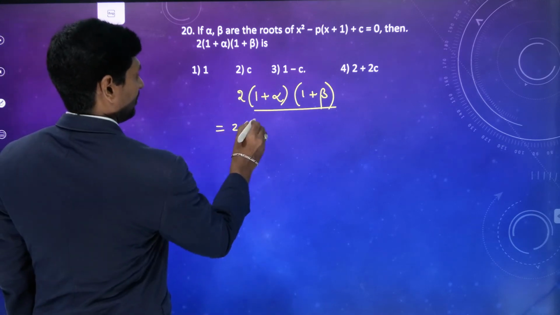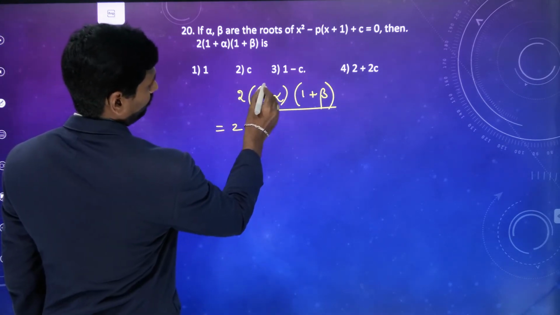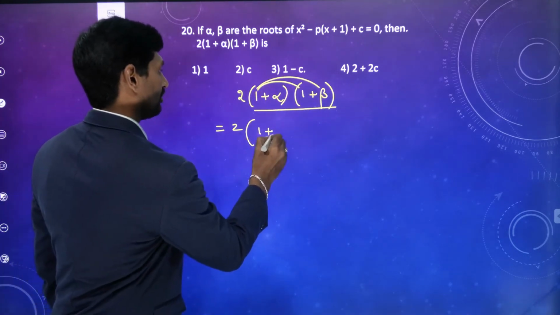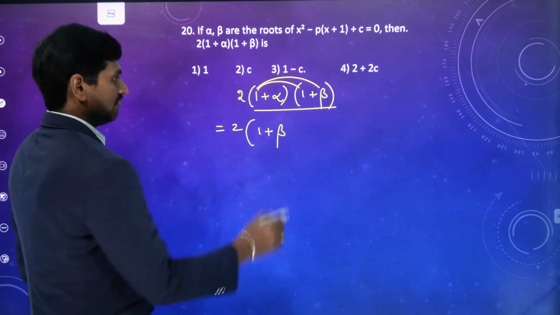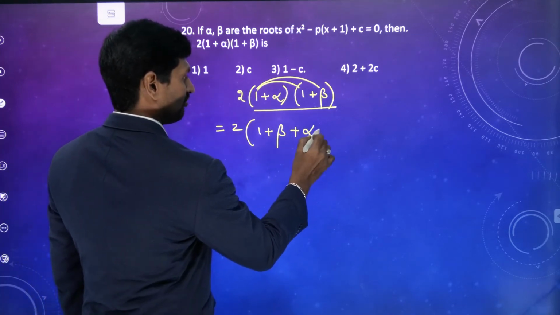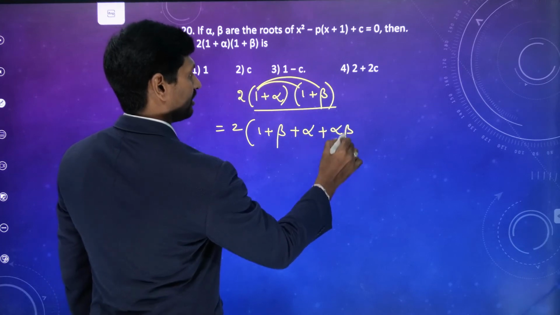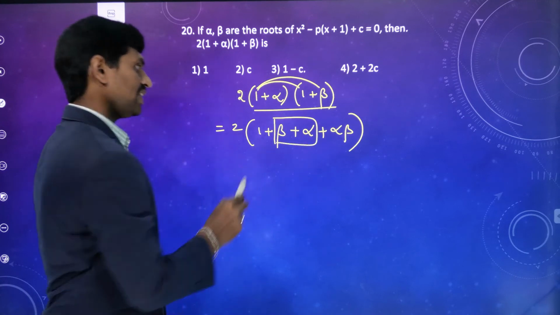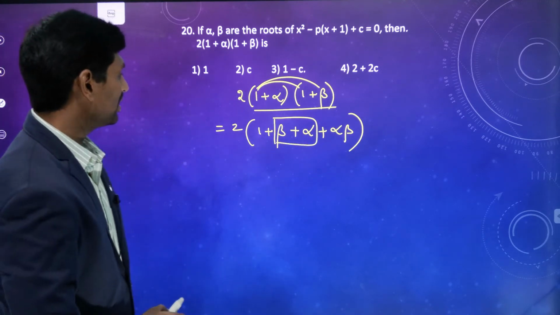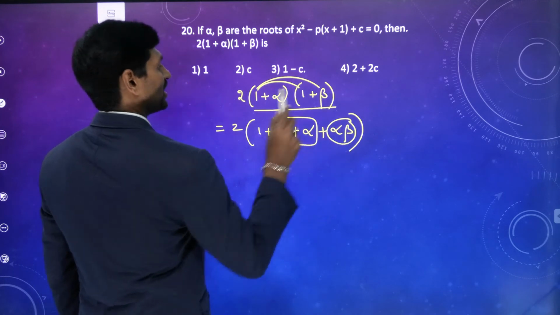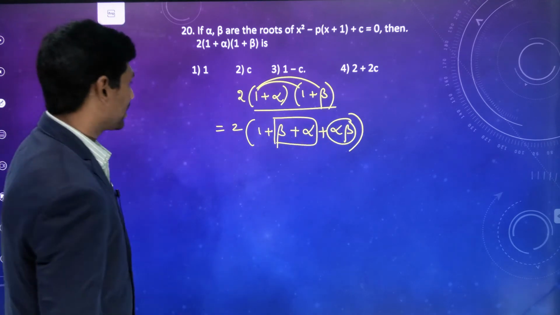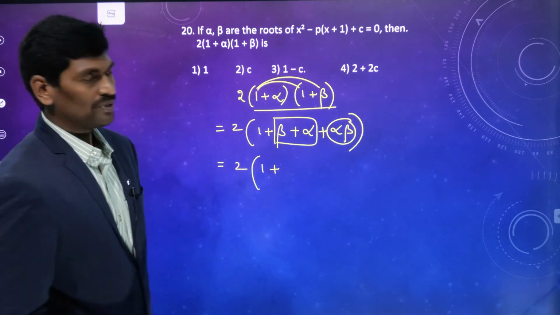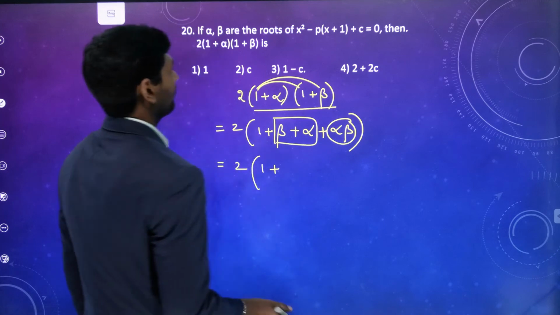So we have to multiply these two terms with 1. It will give only 1 plus beta. With alpha into 1, alpha, plus alpha into beta, alpha beta, finished. We can apply here: in the place of beta plus alpha or alpha plus beta, we can substitute the sum of roots. In the place of alpha into beta, we can substitute the product of roots. So 2 is as it is, 1 plus alpha plus beta minus b by a.